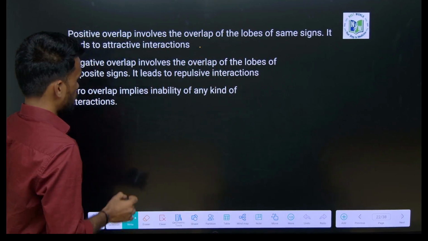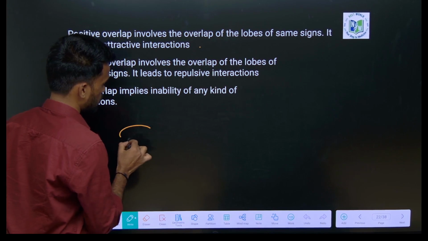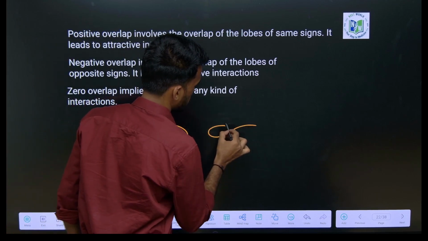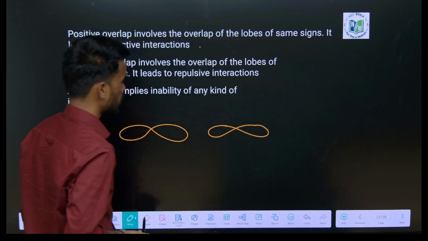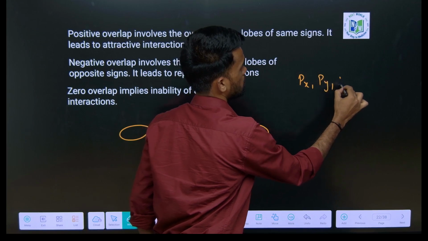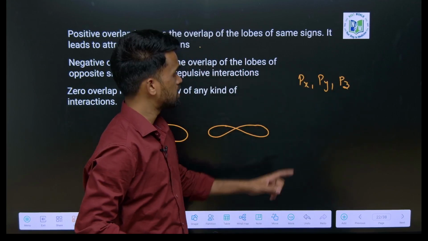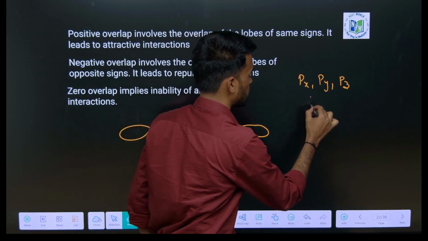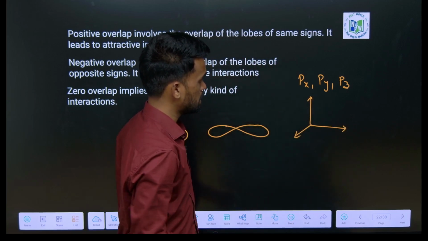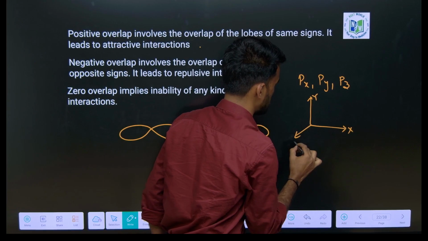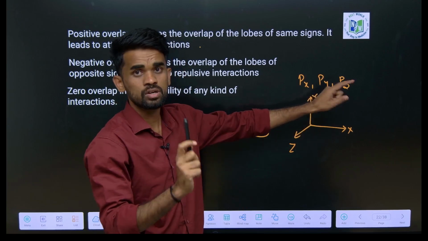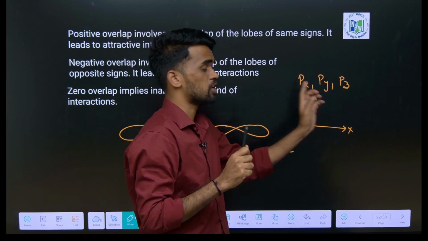See here, for example, I am taking one p orbital and one more p orbital over here. We know we have px, py, and pz orbitals. See, x, y, z, we know these coordinates are perpendicular to each other like this. It means if I say this is the x axis, y axis, and z axis, these are perpendicular to each other. It means these px, py, pz orbitals are also perpendicular to each other.